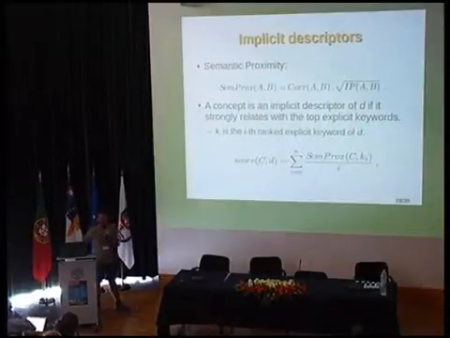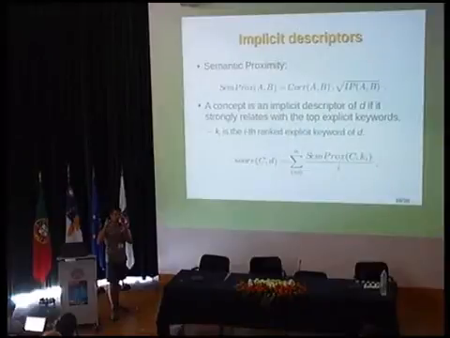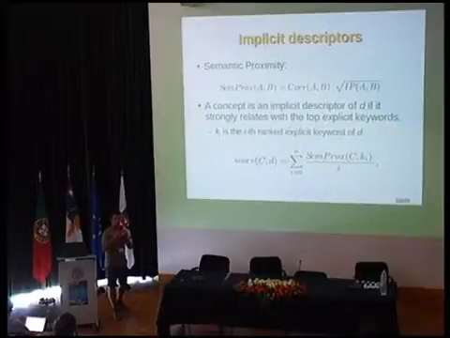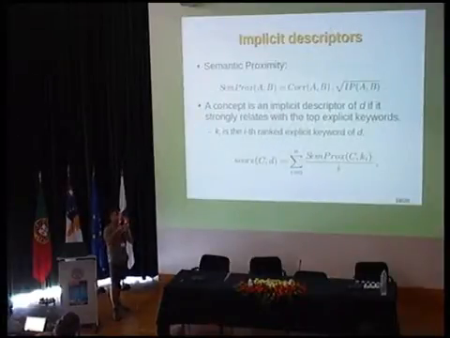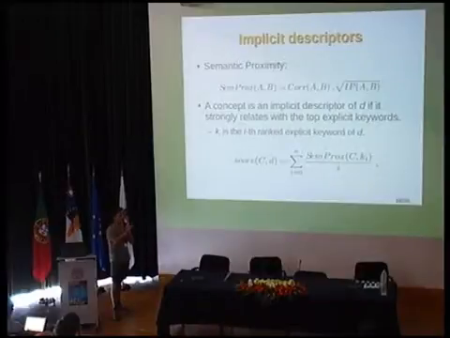If it, well, we do this sum, and we divide it by the position of the explicit descriptor. So, for instance, if we are comparing C with the first keyword, we give it 100% of the semantic proximity. Then we will add 1/2 of the relation with the second explicit keyword, 1/3 of the relation with the third explicit keyword, and so on and so forth.